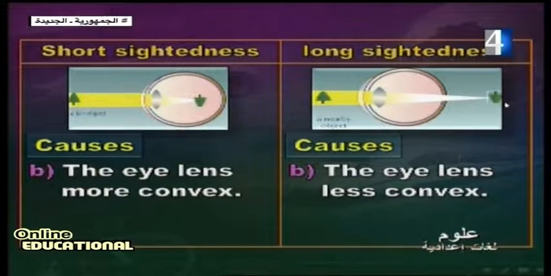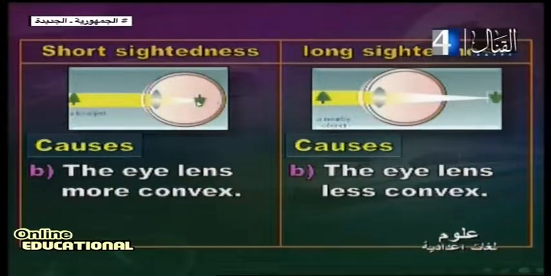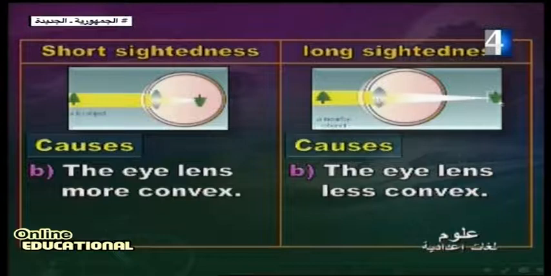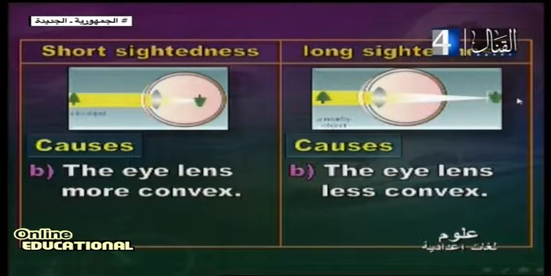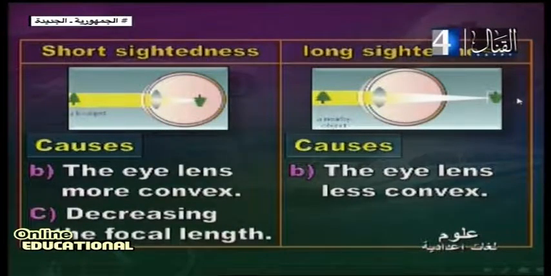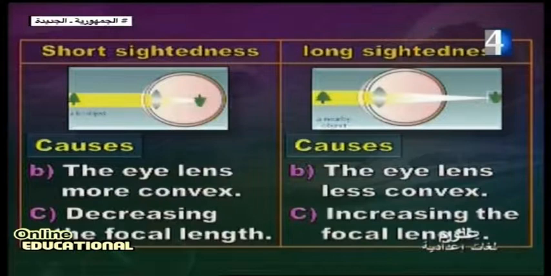So again, the two reasons of short-sightedness: the diameter of the eyeball is long, and the eye lens is more convex with a short focal length. In long-sightedness, the diameter of the eye is very short and the eye lens is less convex or thin, so it has a long focal length. So the image is formed behind the retina. Of course, here is decreasing focal length in the case of short sight and increasing focal length in the case of long-sightedness.